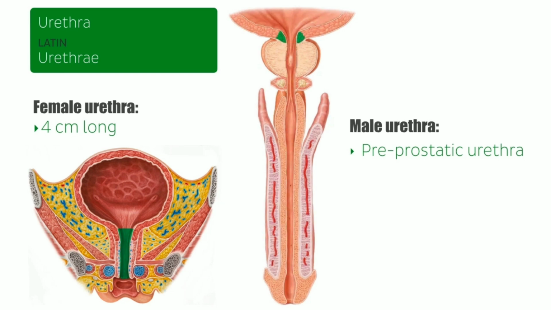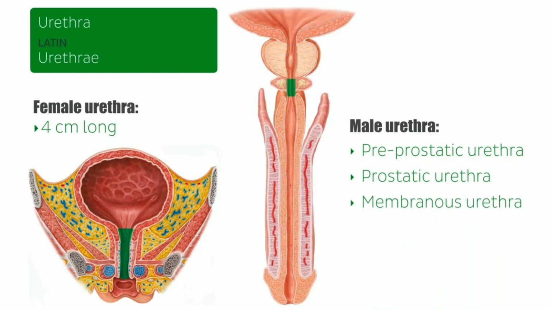The prostatic urethra, which is about 3 to 4 centimeters long, is continuous with the pre-prostatic urethra, and as we can see, it runs through the length of the prostate. The membranous urethra begins upon exiting the prostate, and it's about 1 to 1.5 centimeters long, and it is surrounded by the external urethral sphincter muscle.